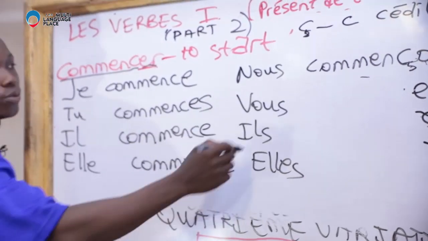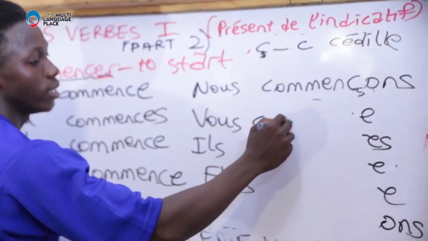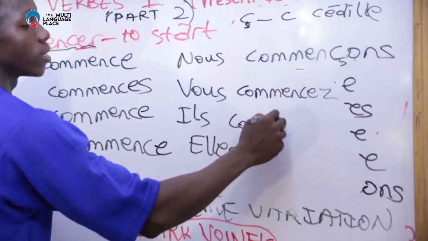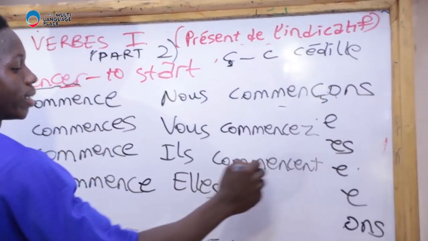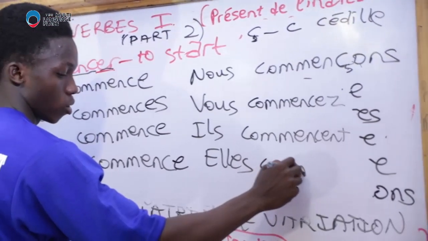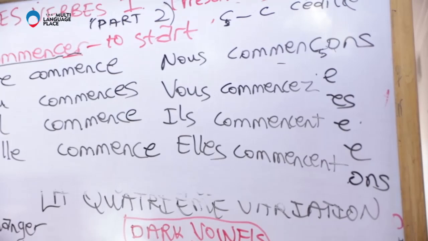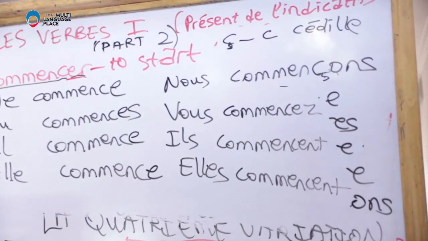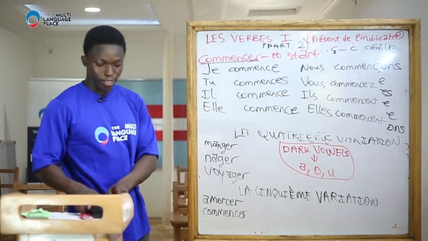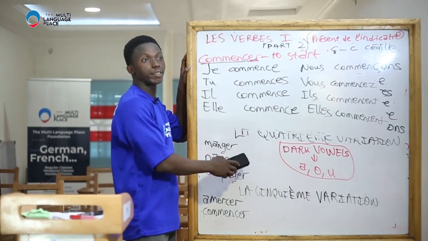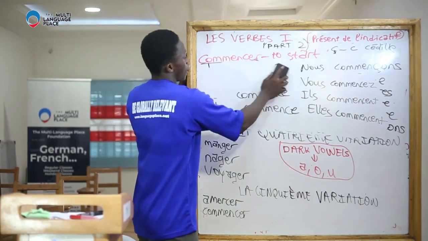Nous commençons, vous commencez, ils commencent et elles commencent. Très bien. So let's quickly see another type of verb that falls under the fourth variation verbs.